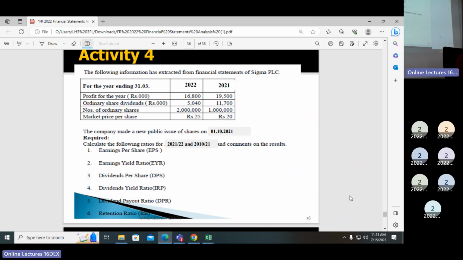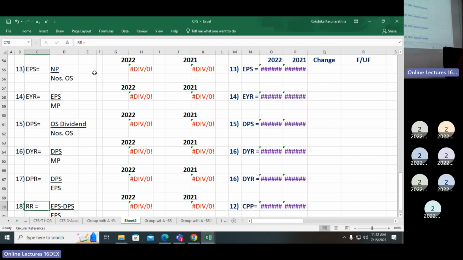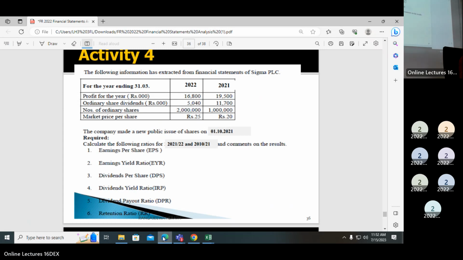This is relatively easy because when you take the first and second, the remaining ratios we can easily fill. So we have profit for the year: 6,000, 16,800, 19,500, right? Net profit 16,800, 19,500. Number of ordinary shares.